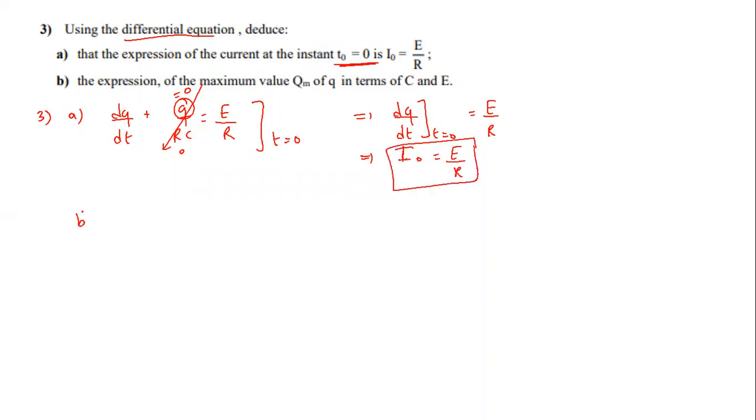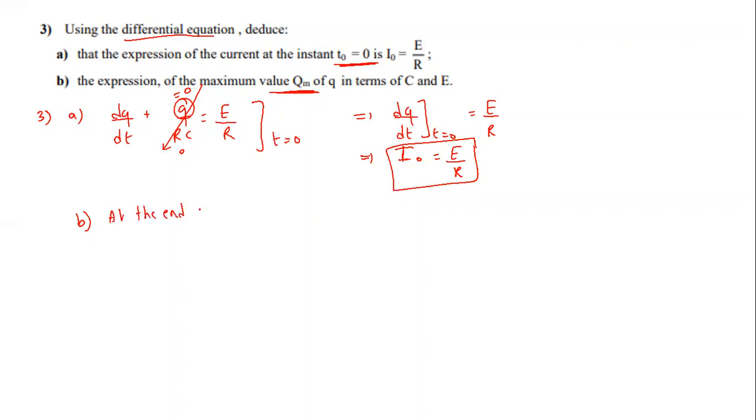Part B, we want to find the expression of the maximum value Qm of Q in terms of C and E. In order to find the expression of the maximum value, we say that Q will tend to a constant value, which is Q maximum. How do we find this Q maximum? At the end, there's no current. When I'm talking about the maximum charge, this means at the end of the charging.